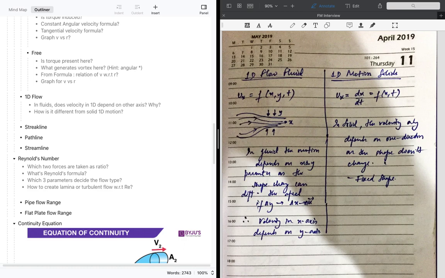But for the flow of the fluid in 1D motion, the motion basically depends upon both axes, x and y, because a change in the y direction changes the velocity in the x direction. So that's why the velocity in 1D is a function of x and y.